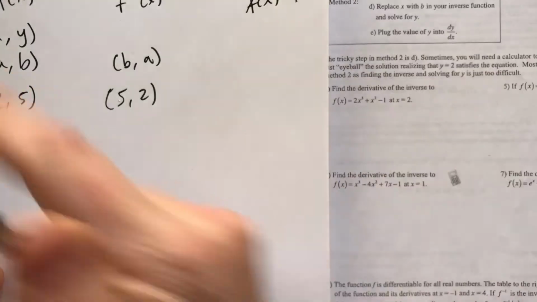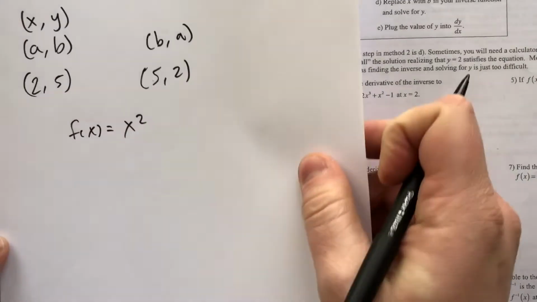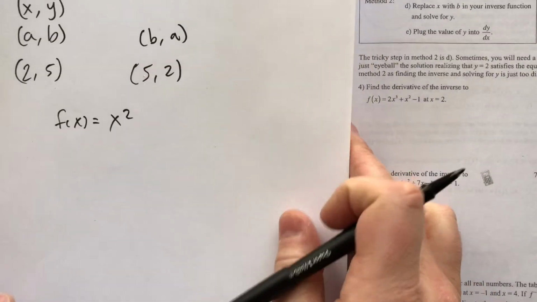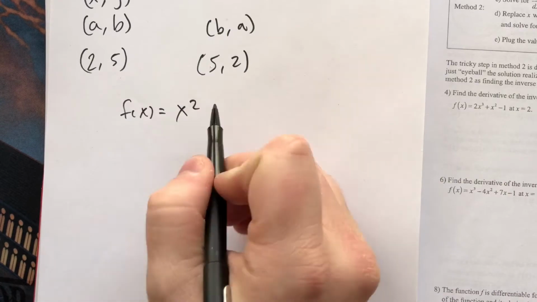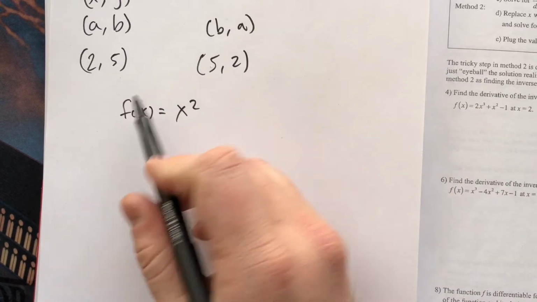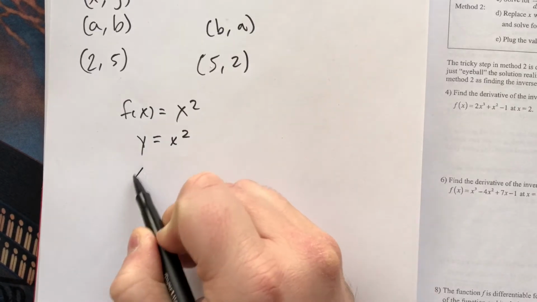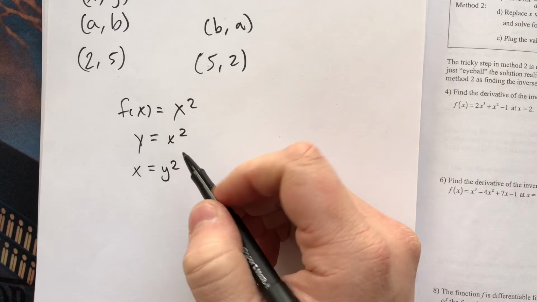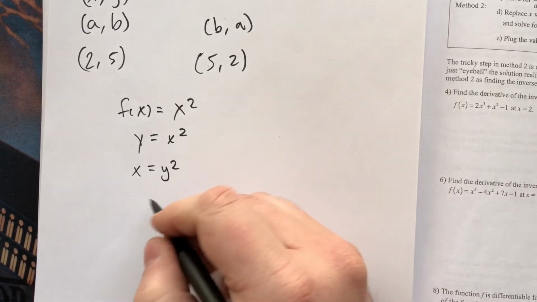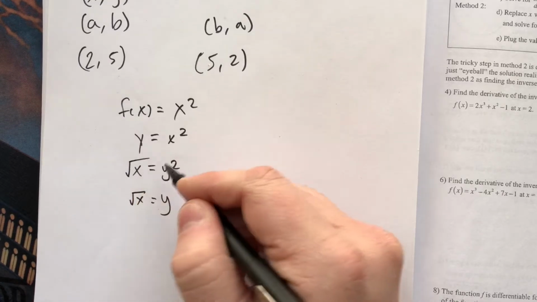So if we have a function, f of x is equal to x squared, the way that we would find the inverse of that is we'd swap x and y. Just remember that f of x is a synonym for y, so this is really saying y is equal to x squared. When we swap it, we get x is equal to y squared. Then we solve this for y, and we get y is equal to the square root of x, by taking the square root of both sides.